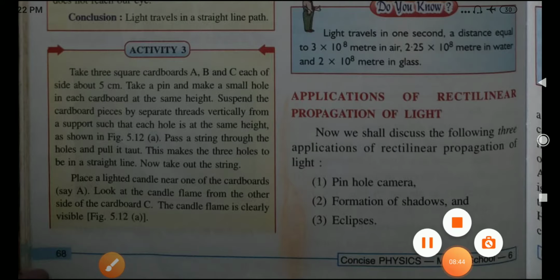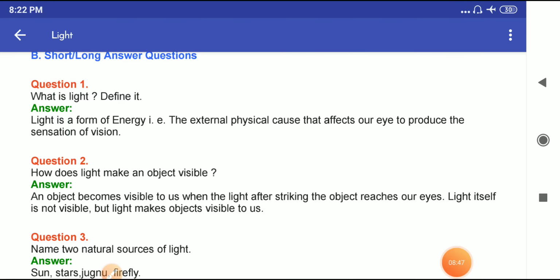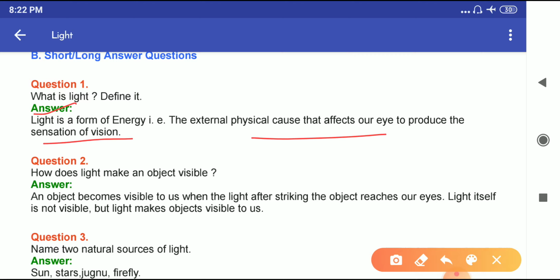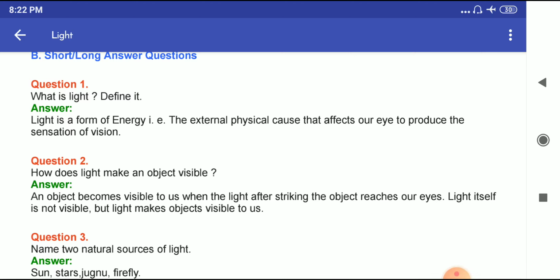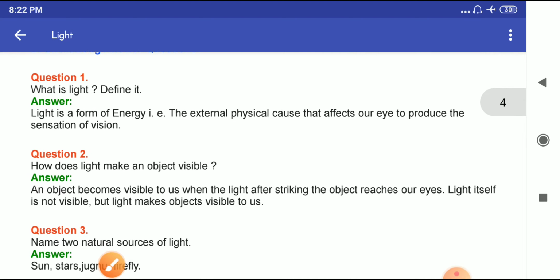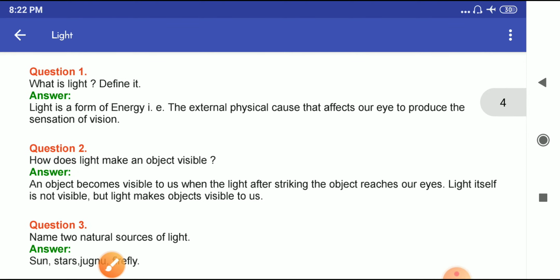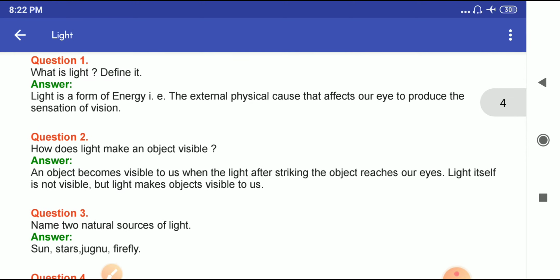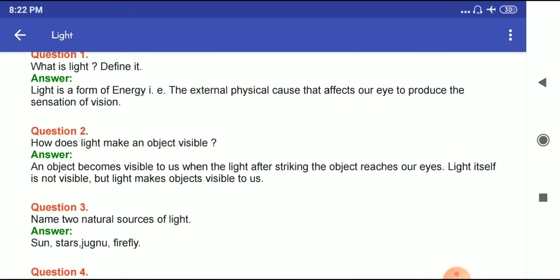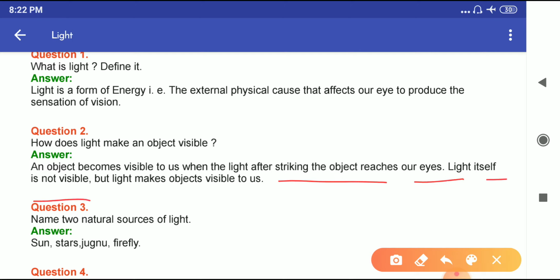Okay. Question number 1 is, what is light? Define it. Light is a form of energy, that is the external physical cause that affects our eyes to produce the sensation of vision, or you can write the same definition that I explained in the lesson. Second is, how does light make an object visible? An object becomes visible to us when the light after striking the object reaches our eyes. Light itself is not visible, but light makes objects visible to us.